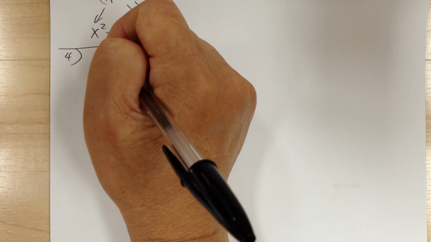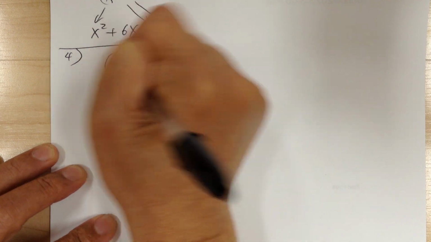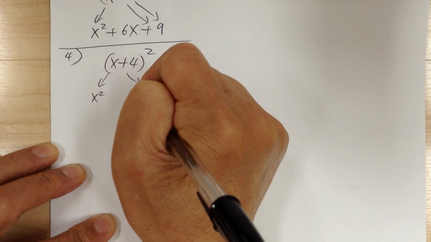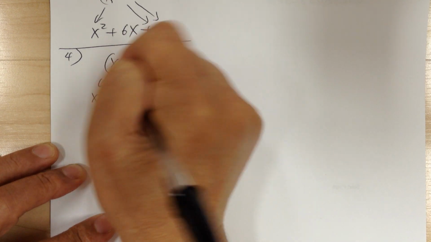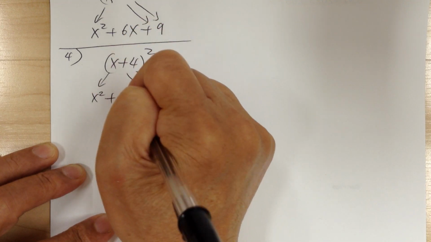Okay, number 4. x plus 4 squared. So square that, you get x squared. Square the plus, you get plus. Square the 4, you get 16. The middle term, you multiply all this, so the sign is plus. Number is 8. Alphabet is x.